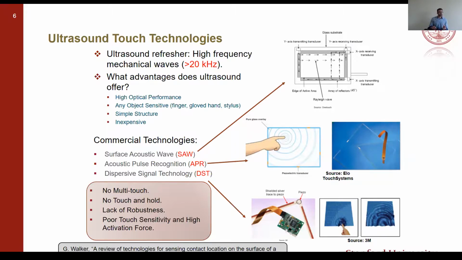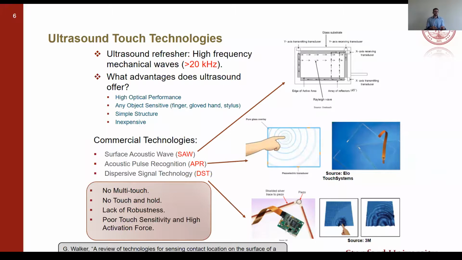There are many commercial technologies out there these days, but conventionally, probably the most dominant ones are the surface acoustic wave, which goes back 20 years ago or more, where basically the sensing is done by the so-called surface waves or the Rayleigh waves. And the other recent technology is acoustic pulse recognition or dispersive signal technology, where they utilize the so-called bending waves or the flexural waves.